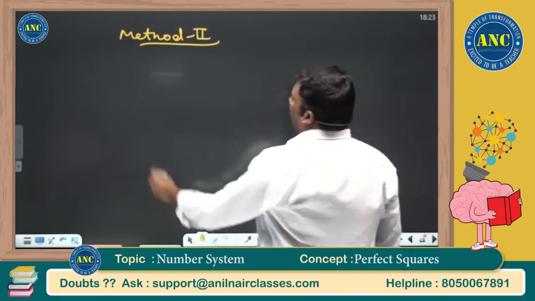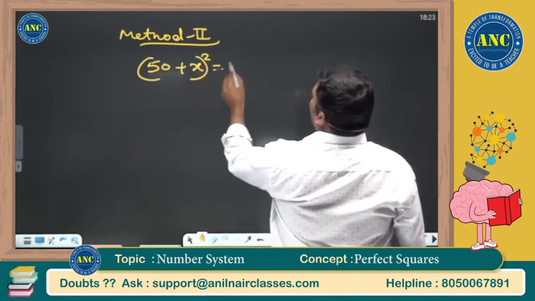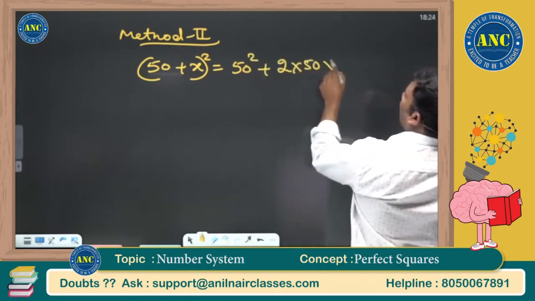Who needed some help. 50 plus x whole square. If I open this bracket, 50 square, 2 into 50 into x.